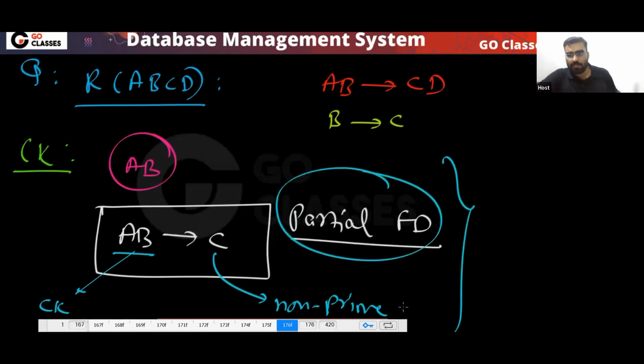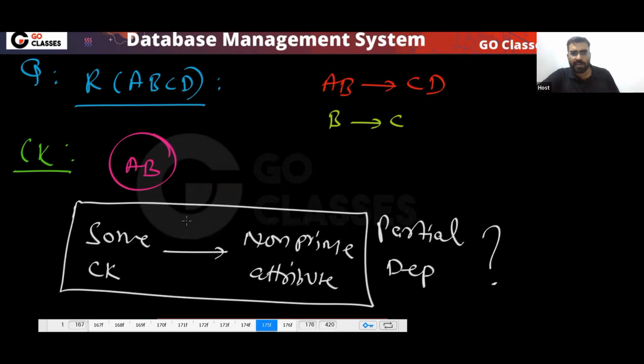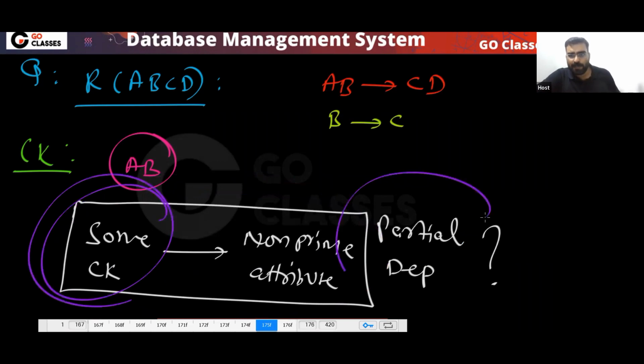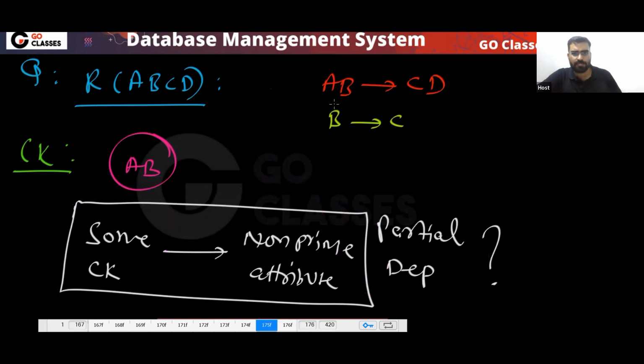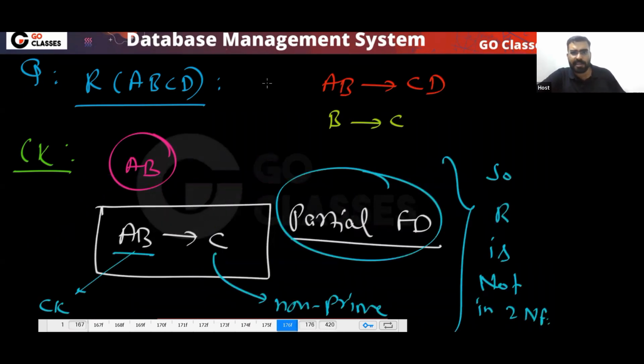So what I can say? R is not in 2NF. Is this clear to everyone? This type of partial dependency we have, where some candidate key is partially determining a non-prime attribute. Is this clear? AB determining C.